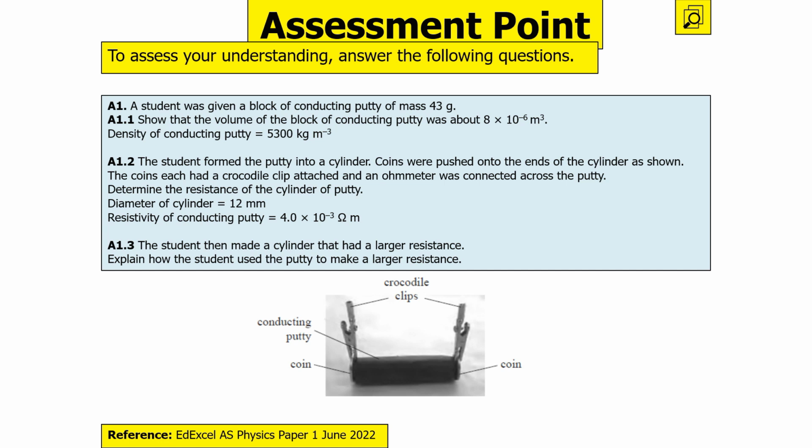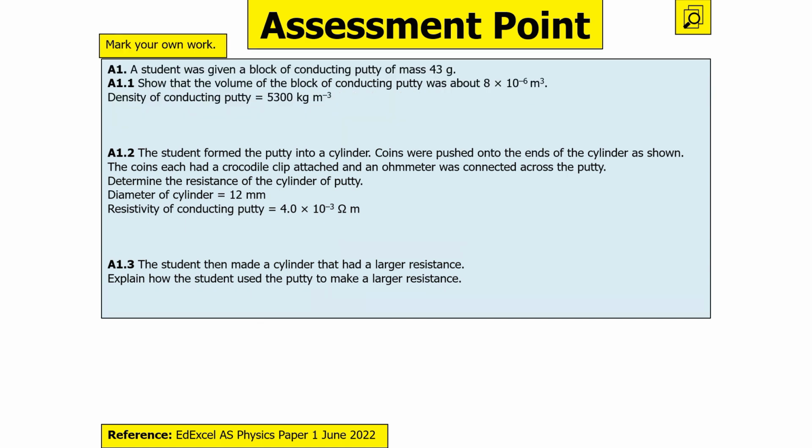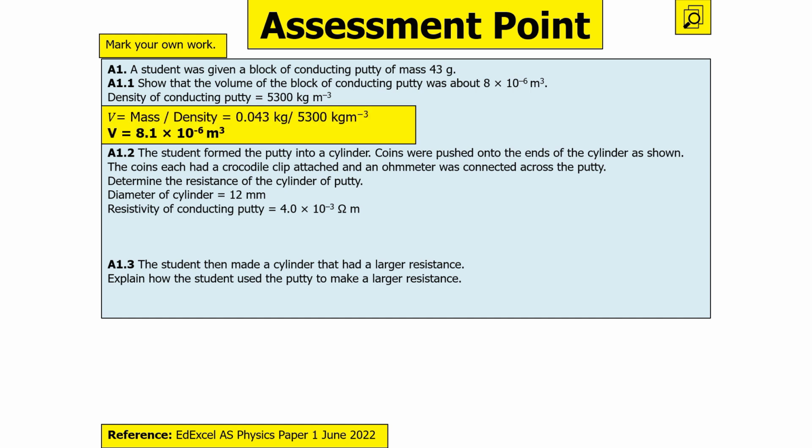The diameter of the cylinder is 12 millimeters. The resistivity of the conducting putty is 4 times 10 to the minus 3 ohm meters. And then the student made a cylinder that had a large resistance. How could the student use the putty to make a larger resistance? So pause the video now, then unpause the video when you want to go through your answer. Right, in this first one, we know that volume is mass over density. So we turn our grams into kilograms, so 0.043 kilograms over the density of 5,300.